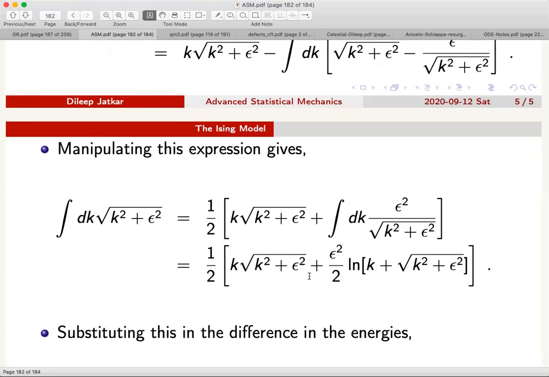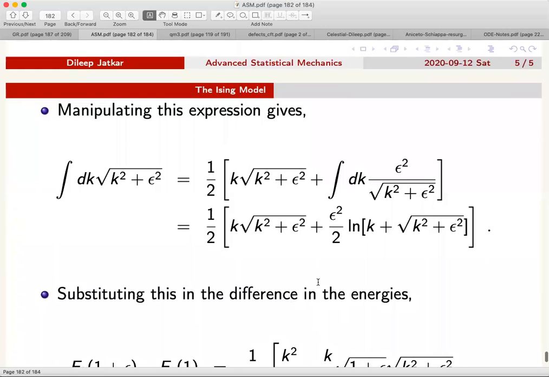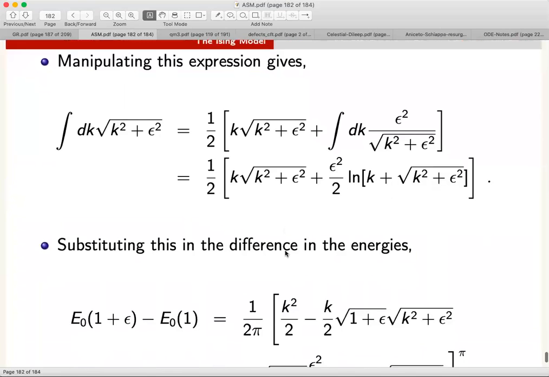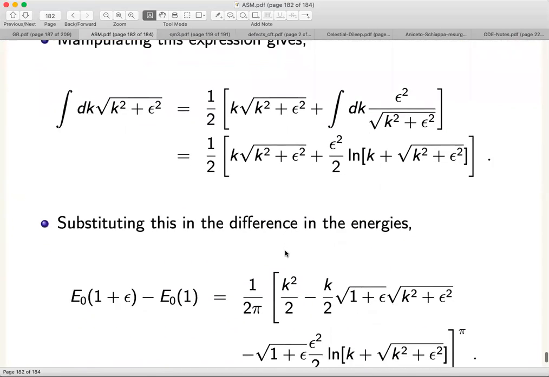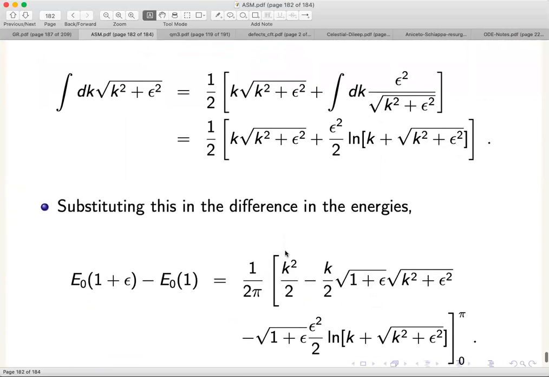Fine. So now what we'll do is take this expression and put it back into the difference of energies that we had computed. Remember that the entire quantity was multiplied by square root of 1 plus epsilon. So we will multiply this expression by square root of 1 plus epsilon and multiply this by square root of 1 plus epsilon.